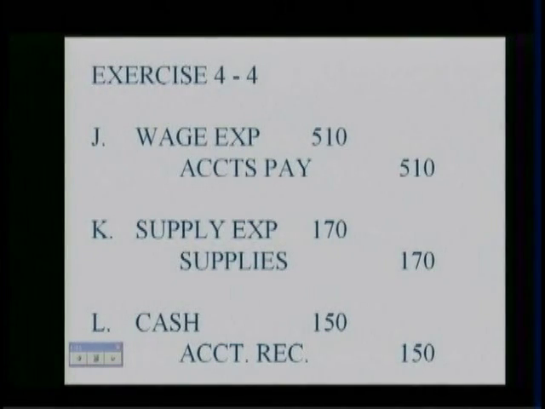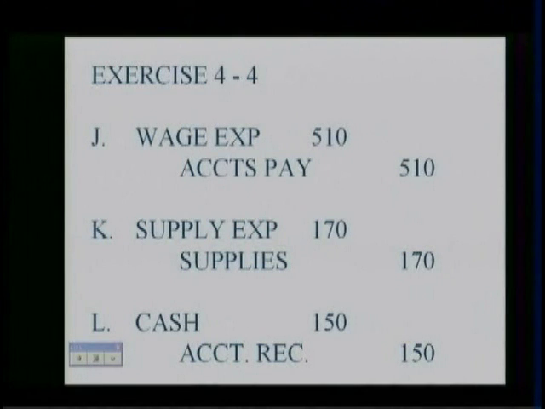In K, remember we found that we had used up a lot of our supplies. We only had $30 of supplies left. So we had to reduce our supplies. Supplies are an asset. To reduce them, we credit supplies. And that increases our expense because those supplies helped us generate revenue. So we debit supplies expense to increase it. Debit supplies expense $170 and credit supplies $170. Notice in all these journal entries, our debits come first, our credits come second, and our credits are indented slightly so that we know that they are credits.